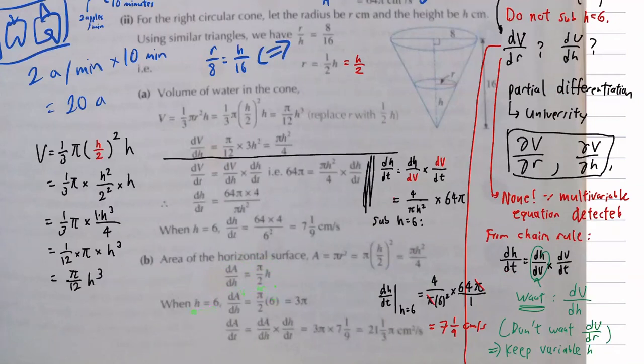Here they substituted before doing the chain rule, which I slightly disagree with. You should only be substituting at the very end.